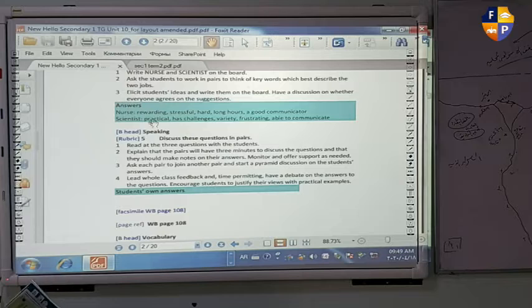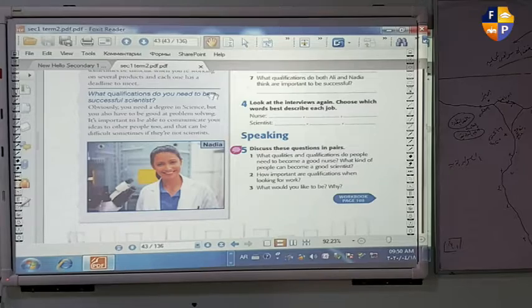Nurse, we have here: rewarding, stressful, hard, long hours, a good communicator. Number 2, scientist: practical, has challenges, variety, frustrating, able to communicate. Okay, this is the answer for these questions.